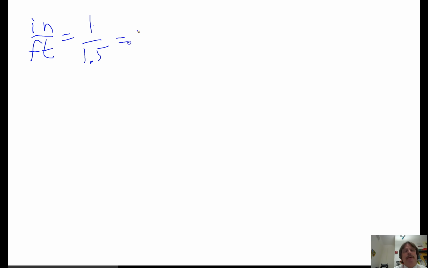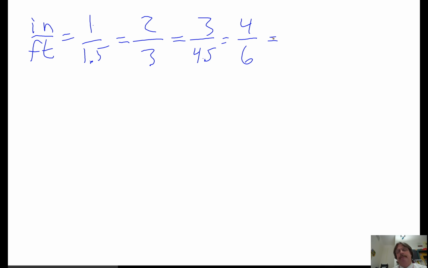So now I'm going to go, 2 inches is equal to 3, which is the original information. And then 3 inches is equal to 4.5. And then 4 inches is equal to 6. Now I want to make a big jump. And this is going to happen to you in the book and on your quizzes and tests.